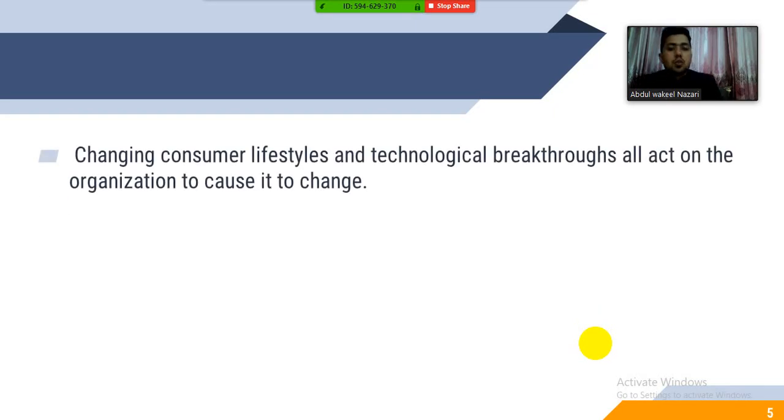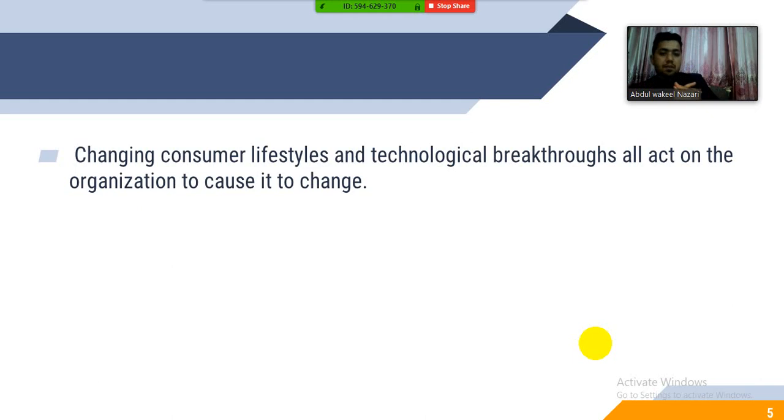Changing consumer lifestyles and technological breakthroughs all act on the organization to cause it to change. Two things: consumer lifestyle and technological breakthrough. Technological changes and customer lifestyle changes will have a huge effect on your organization.